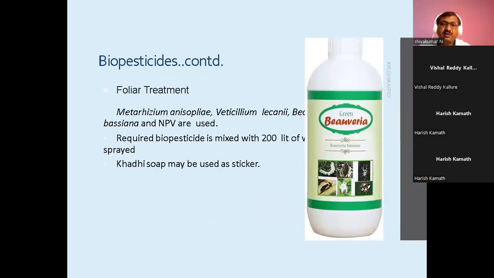So foliar treatment also, there are some crop-specific, pest-specific, or disease-specific ones. A lot of biopesticides are available, up to 12 to 15. Metarhizium for larva control, Verticillium is also there. Beauveria bassiana is used in cabbage, cauliflower, NPV, like this. They are available. You can use them with the expert's advice.